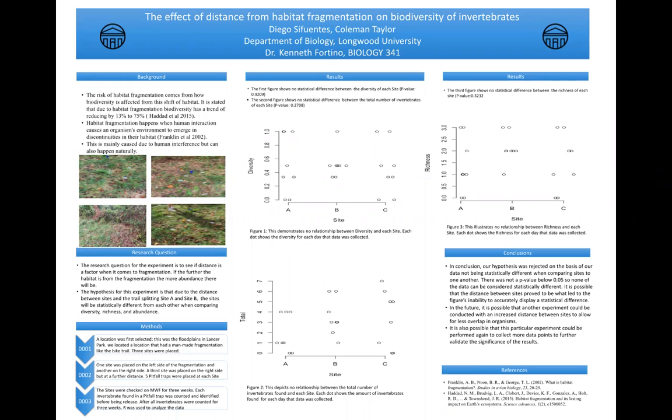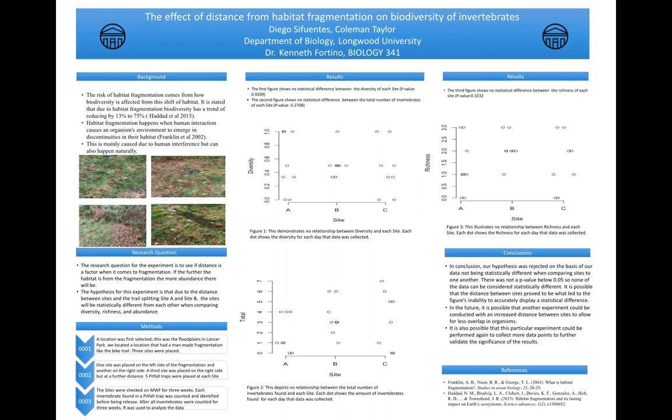So let's start with the risk of habitat fragmentation. It basically comes from how it affects biodiversity, and how it affects the shift of its habitat. It is stated that due to fragmentation, biodiversity has a trend of reducing by 13% to 75%. Habitat fragmentation actually happens when human interaction causes an organism's environment to emerge in discontinuities in their habitat. This is mainly caused by human interference, but it can also happen naturally.